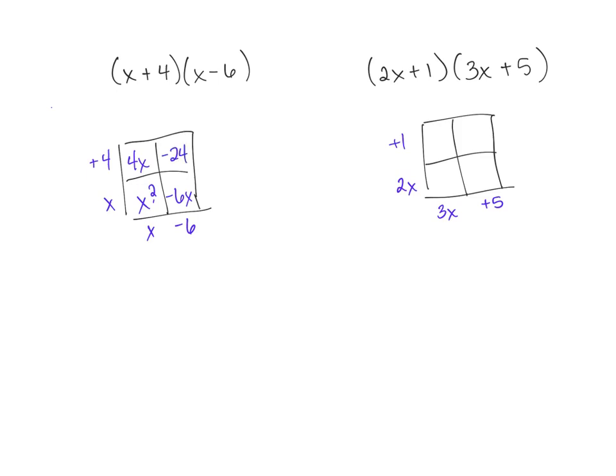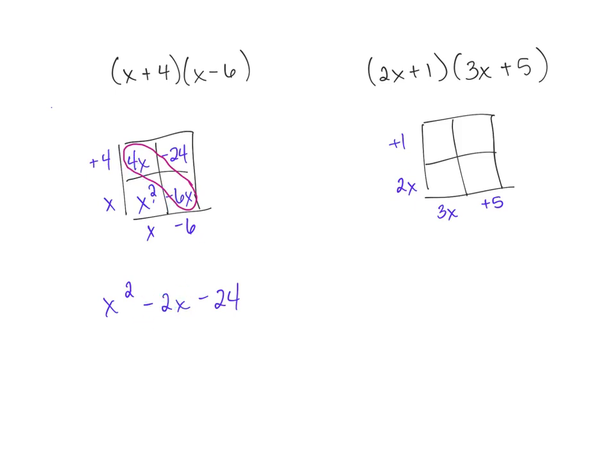So we were working with patterns on this. So this is x squared. I'm going to add my like terms, 4x and negative 6x, to get negative 2x, and then minus 24. So things that I want you to notice here when we do this. The first term and the last term are in opposite boxes. And then these two terms here are going to add up to my middle number.